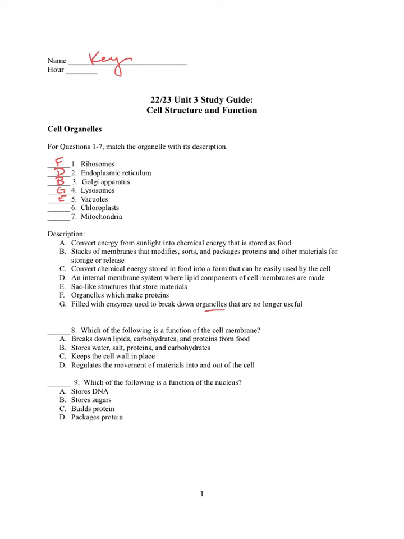And number 6 is chloroplasts. Remember that chloroplasts collect energy from the sun and use that energy to store it in chemicals such as sugars. So number 6 is letter A.